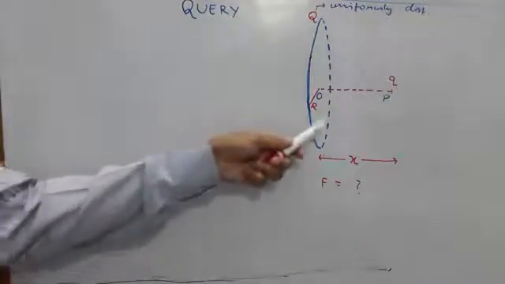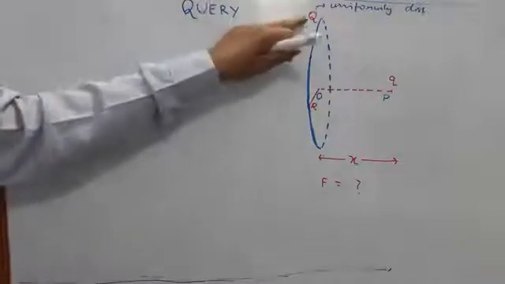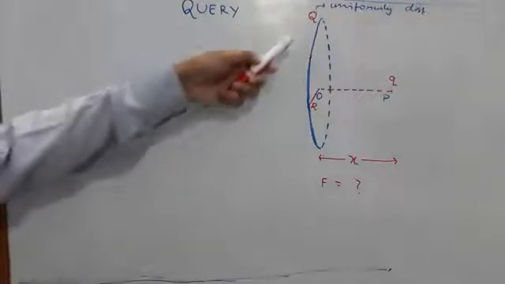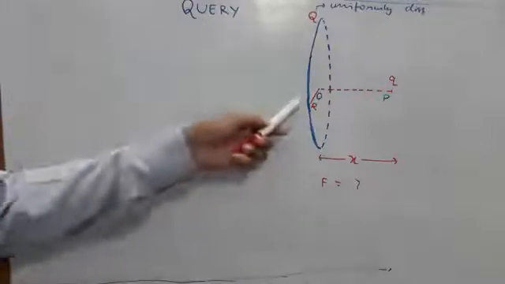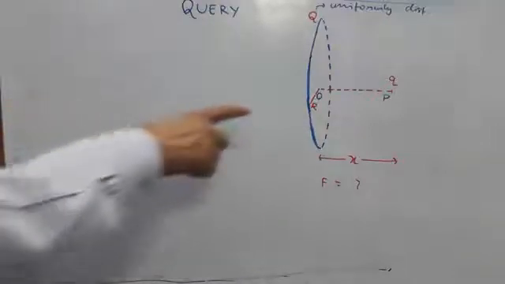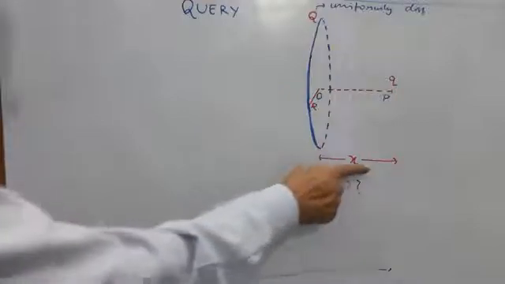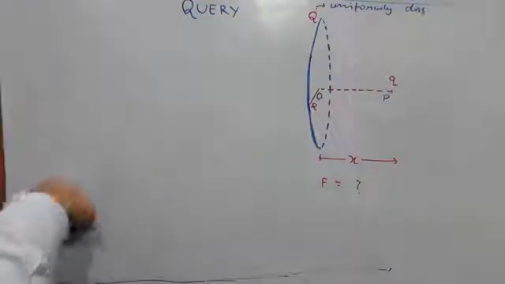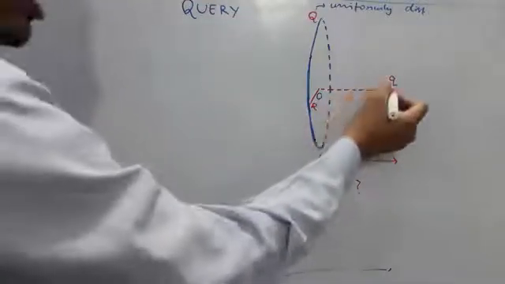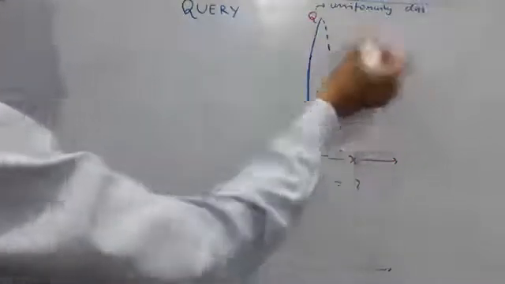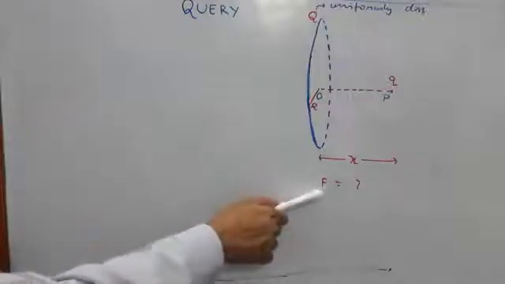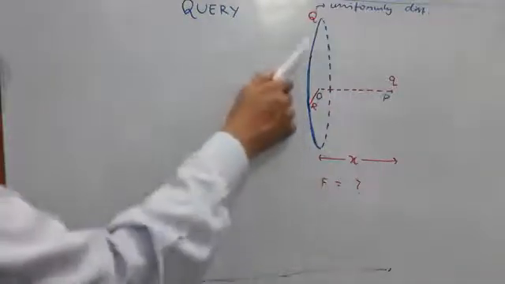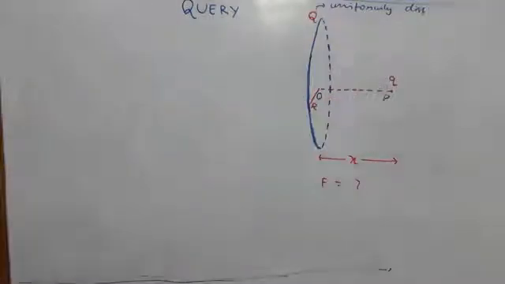Here there is a ring on which charge Q, capital Q, is uniformly distributed on its circumference. This ring has a radius r. On its axis, at a distance x from the center, there is another point charge at point P. That point charge is small q. You have to find the Coulombic force between these two charges.